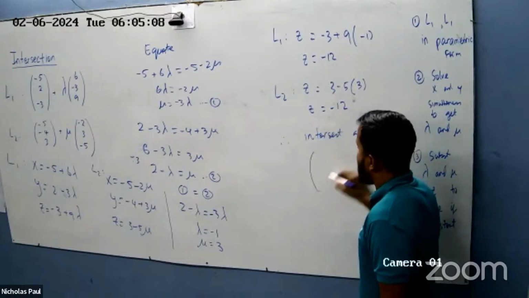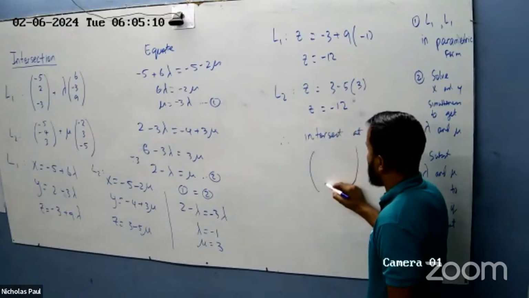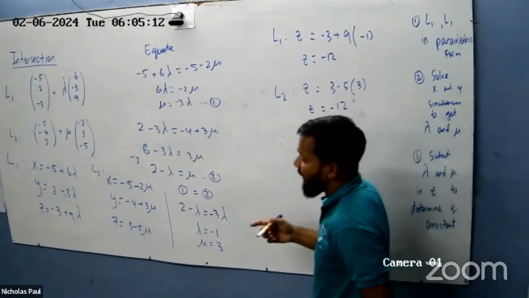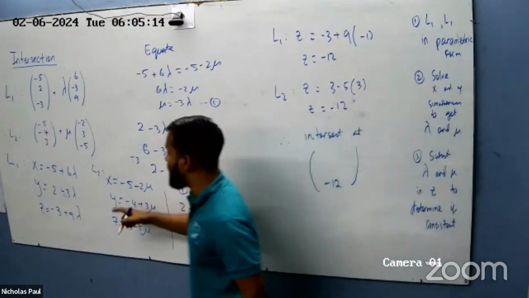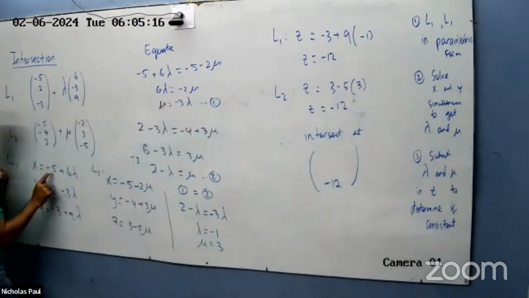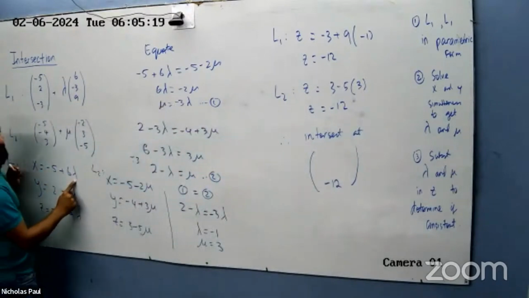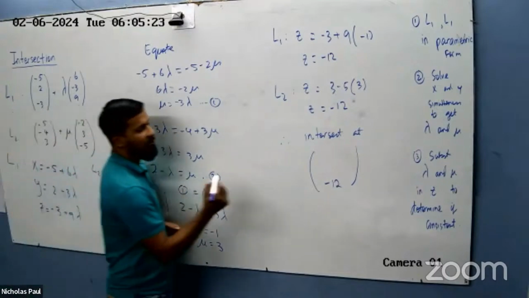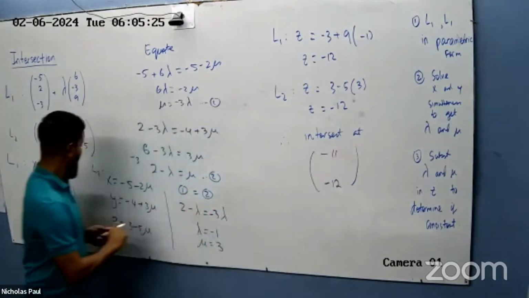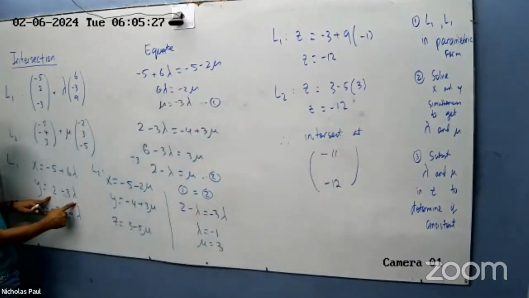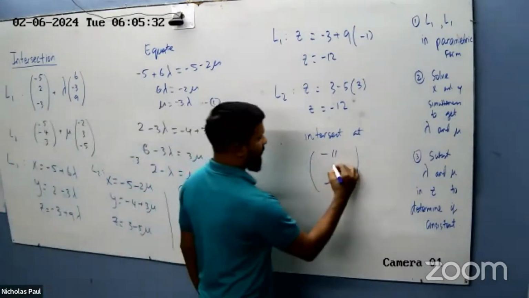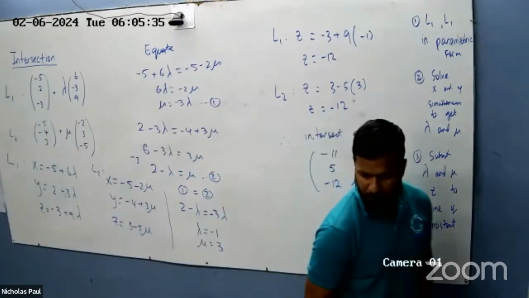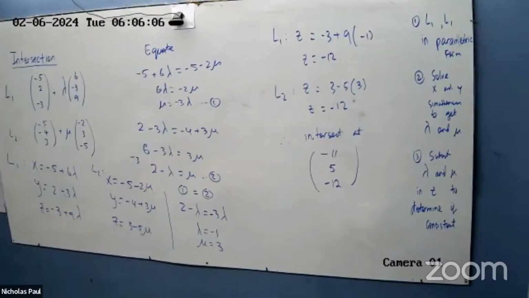Where they intersect, we're going to determine now. Z is minus 12, right? So let's find X. X is minus 5 plus 6 by lambda. What was lambda? Minus 1. So I got minus 11. And then plug in lambda here. Lambda was minus 1. 2 plus 3 is 5. Okay, so that's the way you handle questions like this.